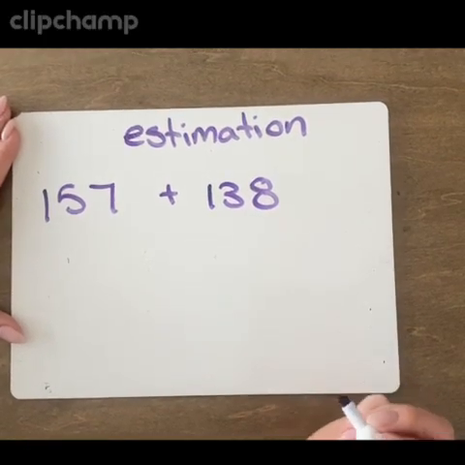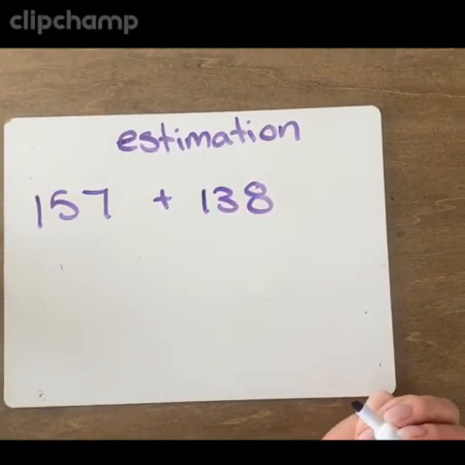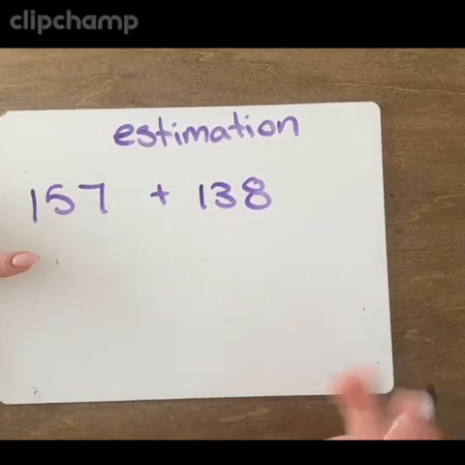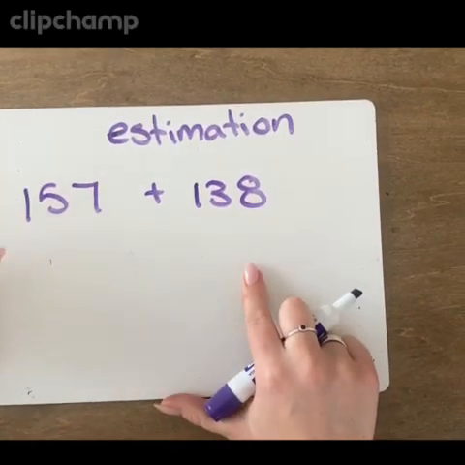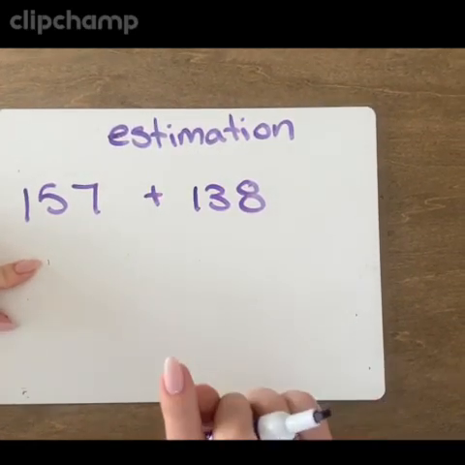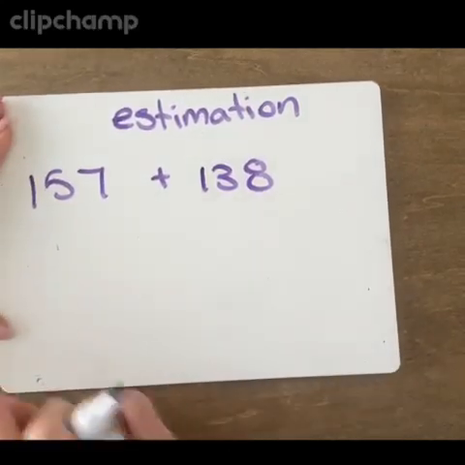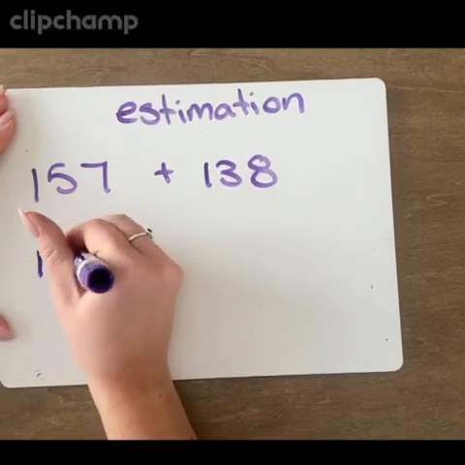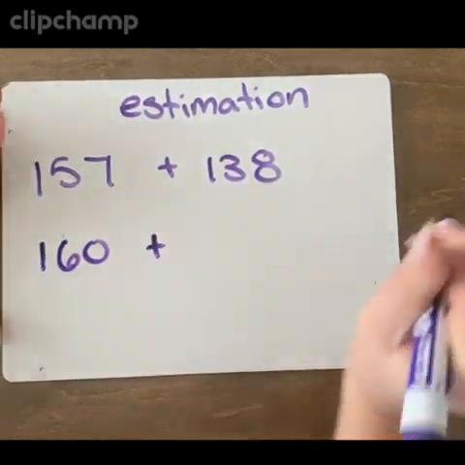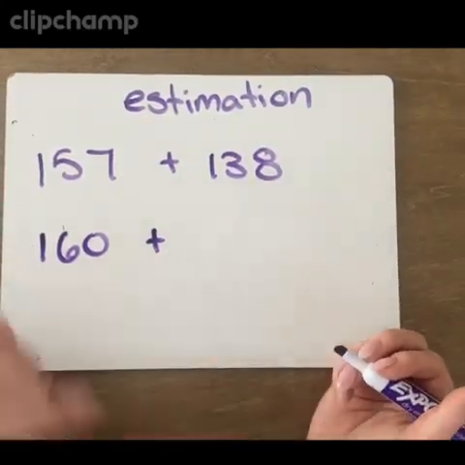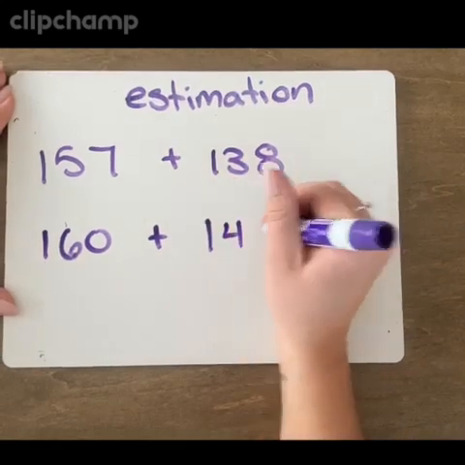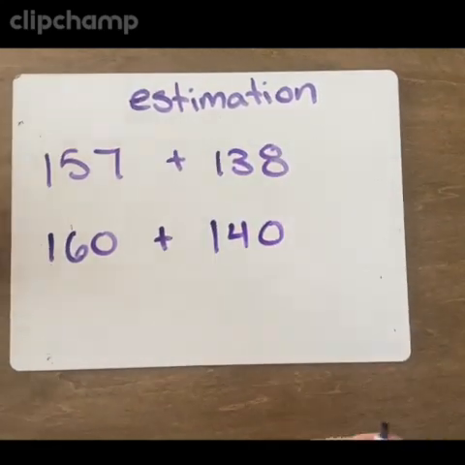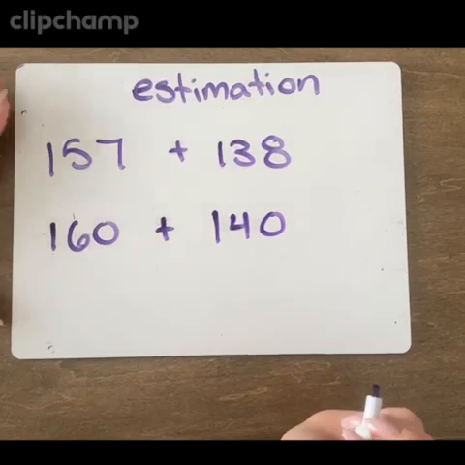So for my estimation, I'm going to be using a rounding method. I'm going to take my two numbers I've picked, which is 157 plus 138. I'm going to take my 157 and round it up to 160. And then I'm going to take my 138 and round that up to 140. This just makes it more friendly, easier numbers to add.